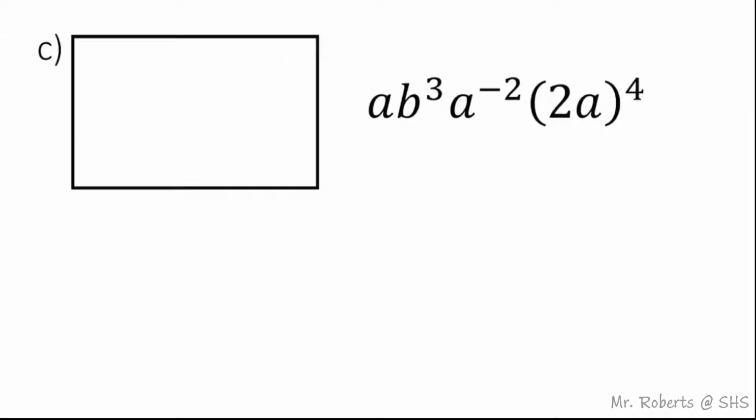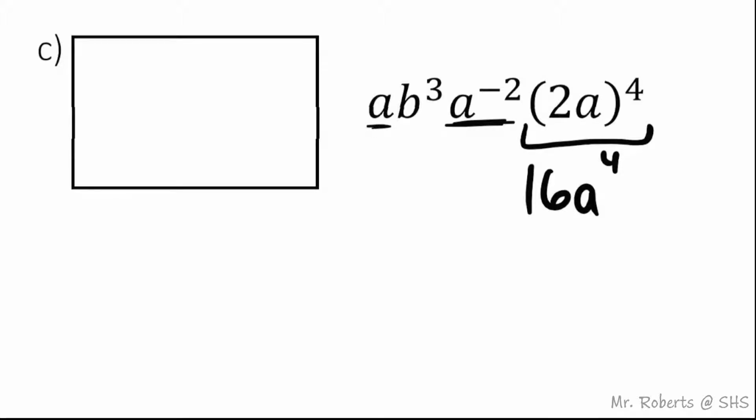For C, let's see. I think I'm going to process this first. So I've got 2a to the 4th. That's 2a, 2a, 2a, 2a. 2 to the 4th is 2 times 2 is 4, times 2 is 8, it's 16. So this is 16a to the 4th power. Another thing I can do is there's a factor of a and then a to the negative 2nd. So together those make a to the negative 1st.